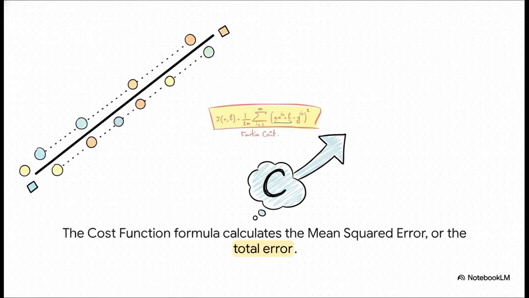Whoa, okay, I know this formula looks a little intimidating. Don't worry about the symbols. The concept, the idea behind it, is actually really simple. All it's doing is this. For every single dot, it measures the distance up or down to the line. It squares that little distance, and then it just adds all of them up. That final number, that's the cost. That's the total error score for the line.